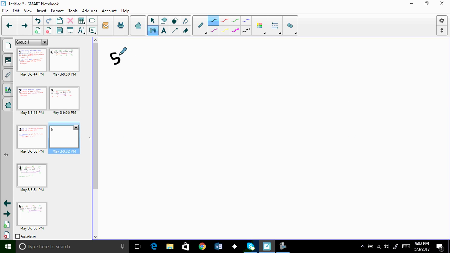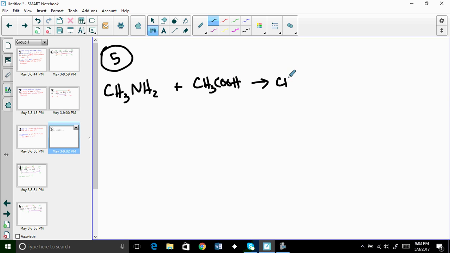This is 5. Getting a little bit more complicated, but it's really not that much more complicated. I'm going to be obnoxious in a minute. Plus CH3COOH goes to CH3COO minus plus CH3NH3 plus. Sorry, this is a 3.